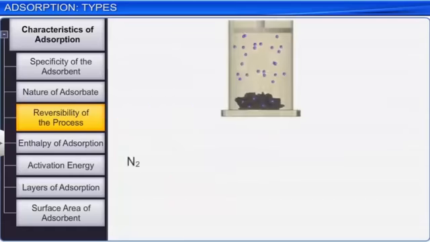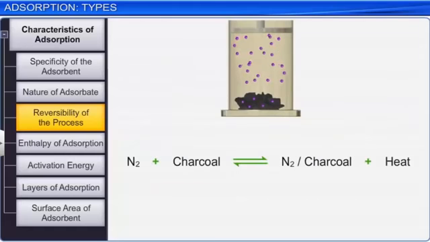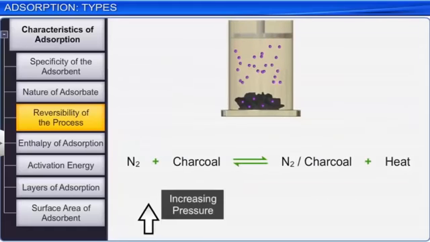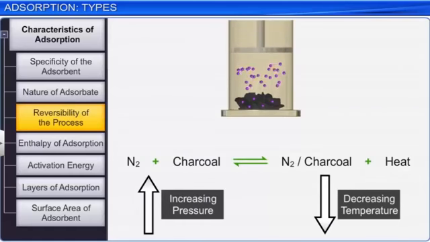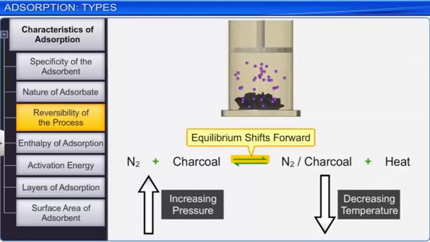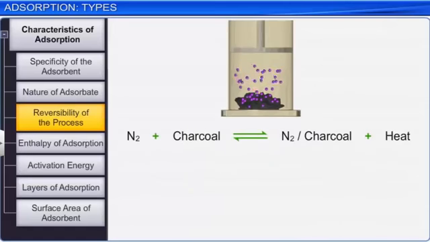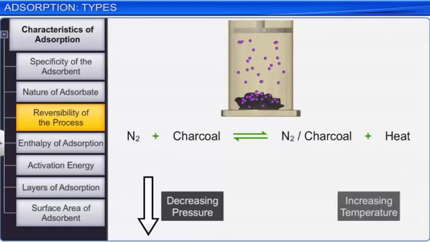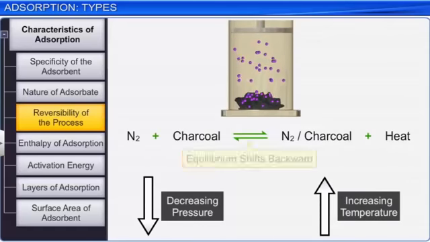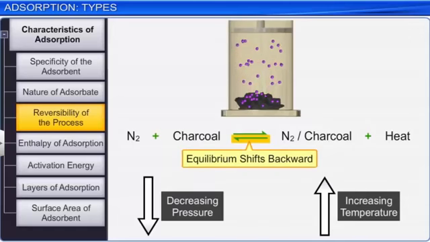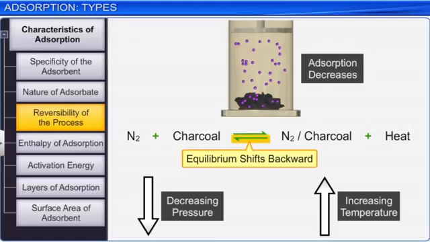On applying Le Chatelier's principle, it can be seen that when we increase the pressure or decrease the temperature, the equilibrium shifts forward. That is, adsorption increases. Similarly, when we decrease the pressure or increase the temperature, the equilibrium shifts backwards. That is, adsorption decreases. In other words, desorption takes place.